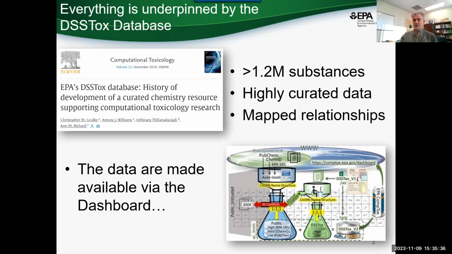We build relationships between these chemical substances. So, for example, a parent chemical and its disinfectant byproduct, or a parent chemical and its transformation products in humans, et cetera. We do a lot of work to map these relationships. All of the data mappings are done under this underlying database called DSSTox, and you, as the community, get to access it via the dashboard.